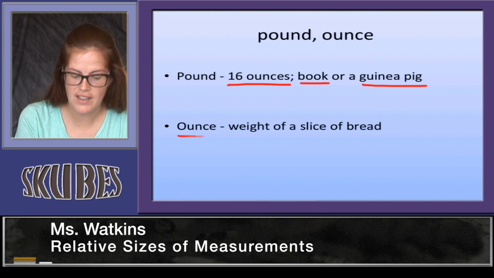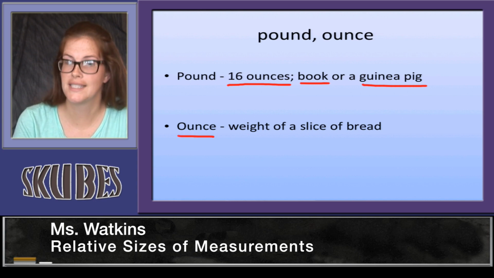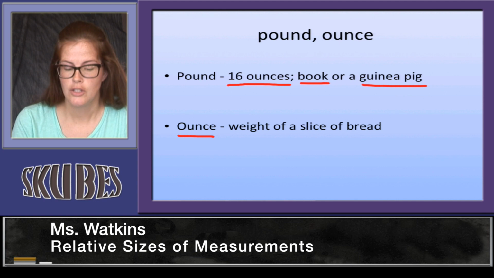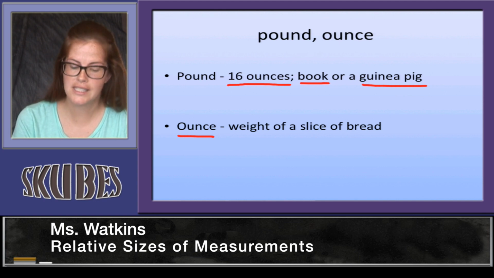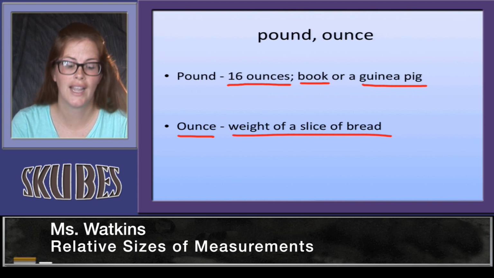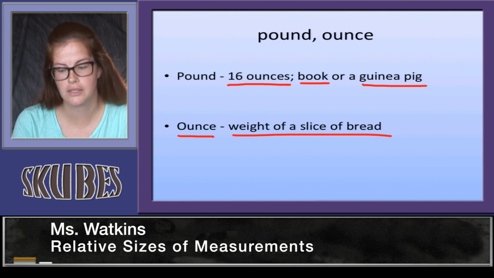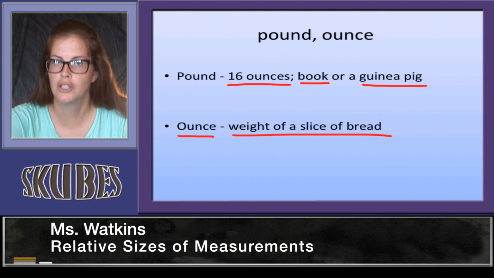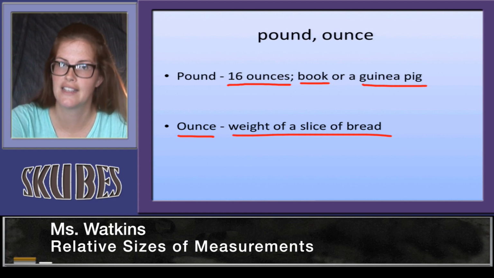And then finally we have an ounce. Remember, there are 16 ounces in a pound. So an ounce is not very heavy. An ounce is about the weight of a slice of bread. If you were just to hold a piece of bread in your hand, you could figure that's about an ounce. So this concludes our lesson on relative sizes of measurements.